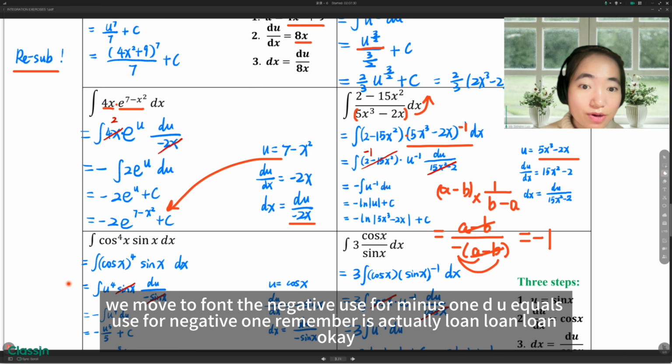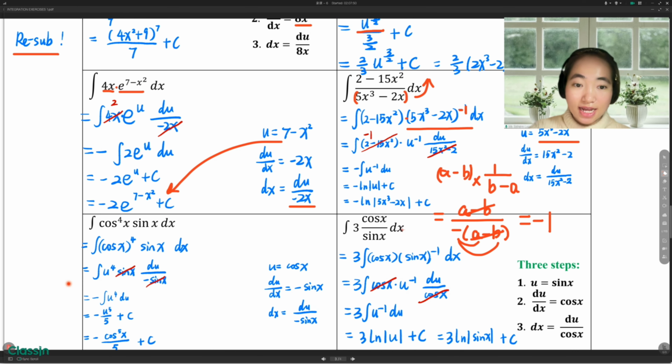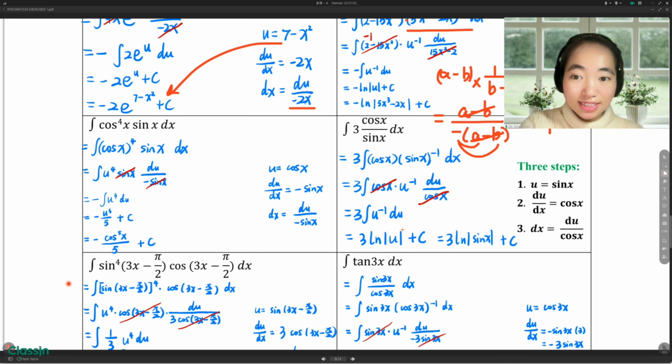So negative u to the power minus 1 du equals, u to the power negative 1, remember, is actually ln, okay? ln absolute value of u plus c. And don't forget to do resub, okay? So resubstitution. So u equals 5x cubed minus 2x, plus c. Done. Next.